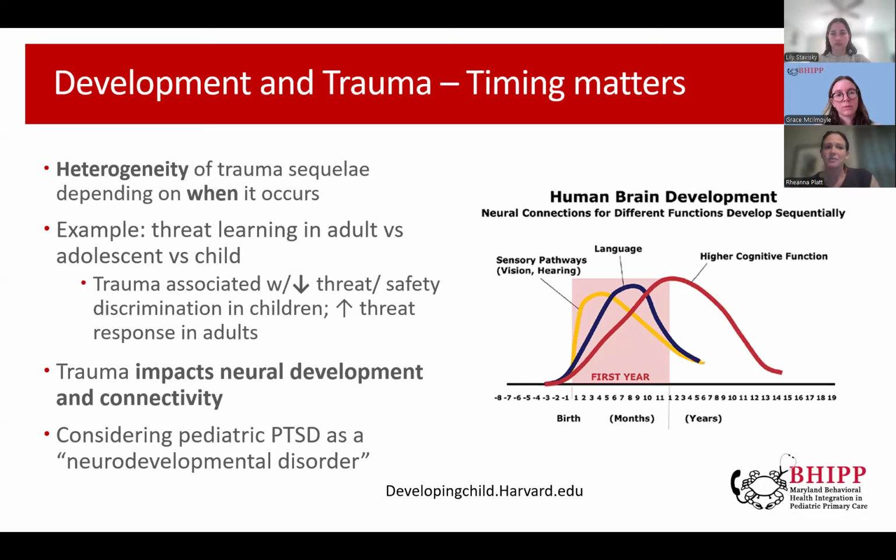As I suggested before, trauma really impacts neurodevelopment and connectivity. And so, when it happens, it can have a different presentation. Some people have really talked about whether we should be thinking of this as a neurodevelopmental disorder when it occurs in childhood, because of its potential impact on overall development.